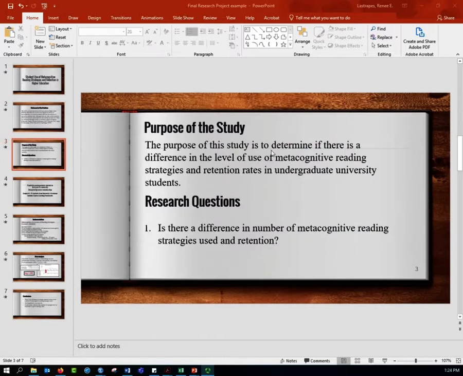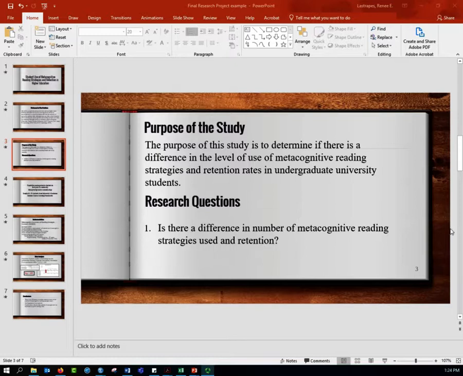The purpose of this study is to determine if there is a difference in the level of use of metacognitive reading strategies and retention rates in undergraduate university students. So the research question is: is there a difference in number of metacognitive reading strategies used and retention? So now I know it's a difference, so I'm going to be looking for something with an independent variable where there's groups, and a dependent variable where there's some sort of outcome measure that we're looking at.